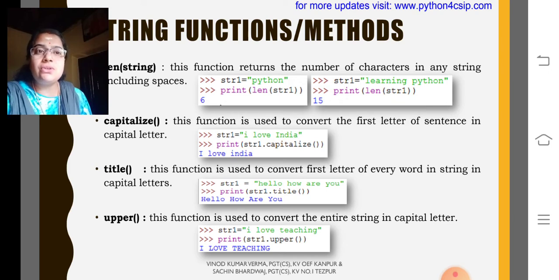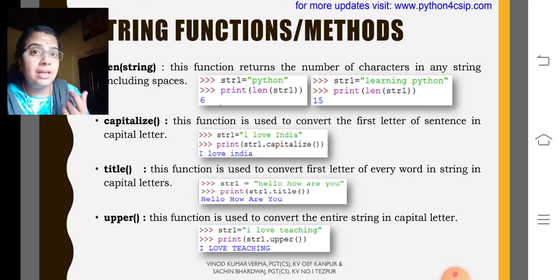Then title. This function is used to convert the first letter of every word in a string to a capital letter. Look at the example I have given: string 1, "hello, how are you?" What happens? It will print Hello with H capital, again How with H capital, Are with A capital, You with Y capital. So the first letter of each word becomes capitalized using the title function.